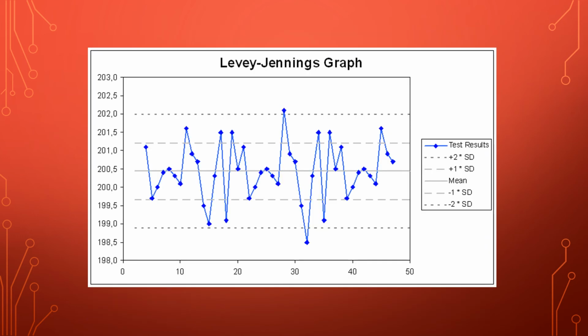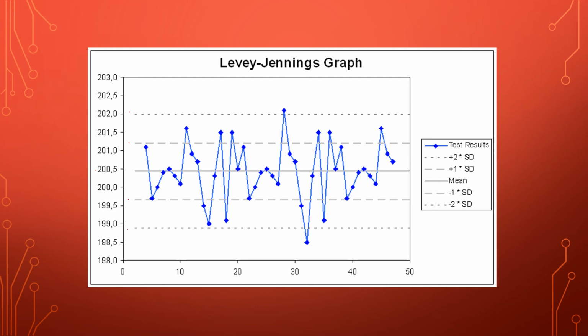Here are your Levey-Jennings graphs. I know you guys love these. I'm sure you did lots of them in laboratory. All it is, is actually pretty simple. You have your mean at the center, and then you go one standard deviation, two standard deviations away in both directions: plus 1, minus 1, plus 2, minus 2.